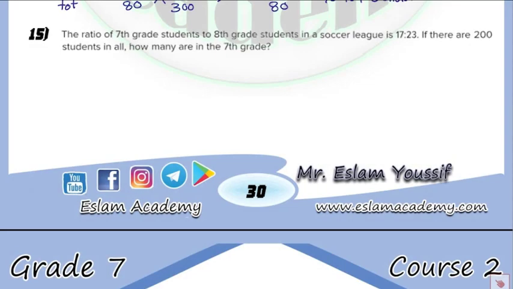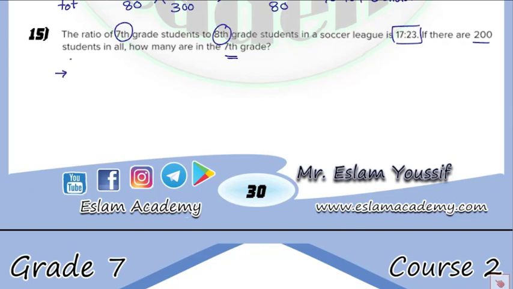In question number 15, we have the ratio between 7th grade and 8th grade. This ratio is equal to 17 to 23. And we have 200 students in all of grade 7 and grade 8. We need to find how many students are in grade 7. As we solved the previous question, we have the relation between grade 7 and grade 8, which equals 17 to 23. But we just need to find the 7th grade to the total.